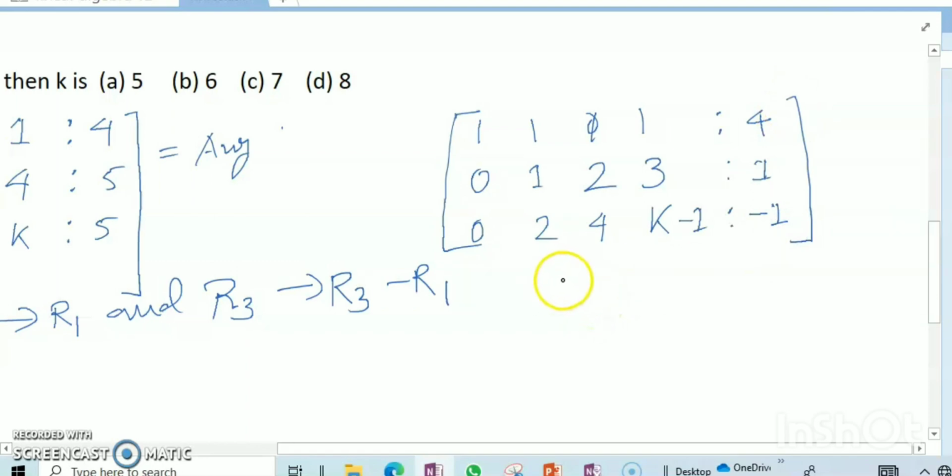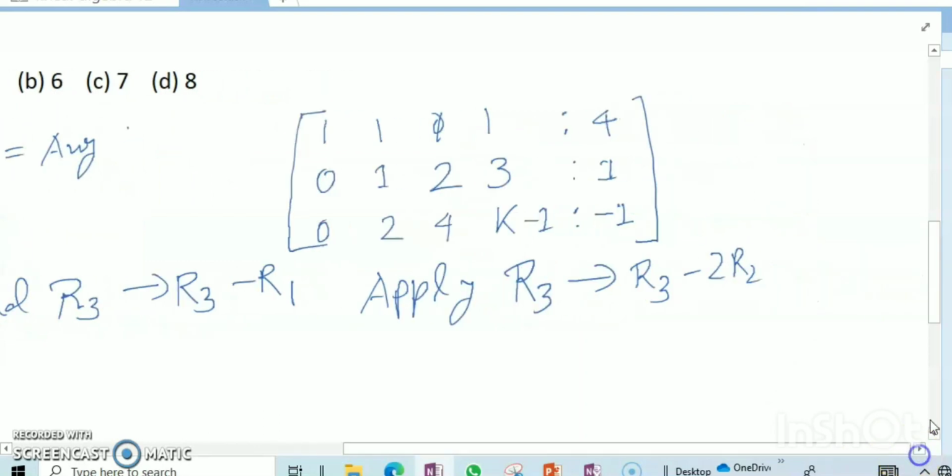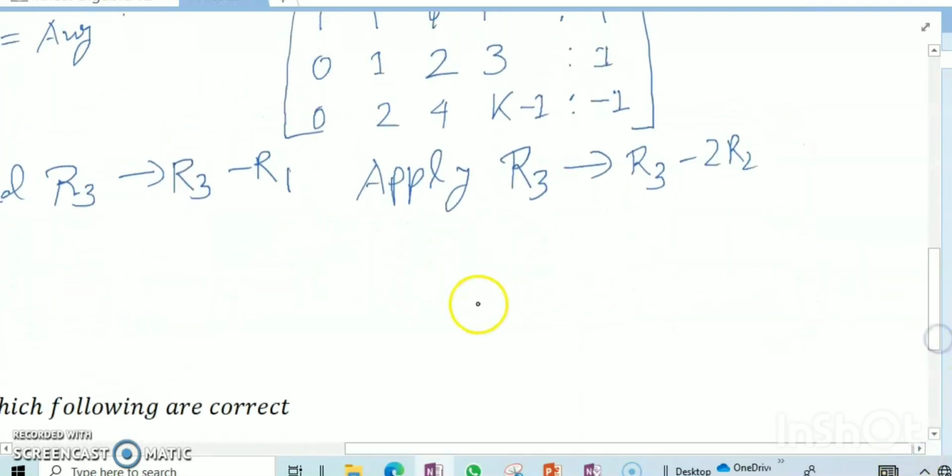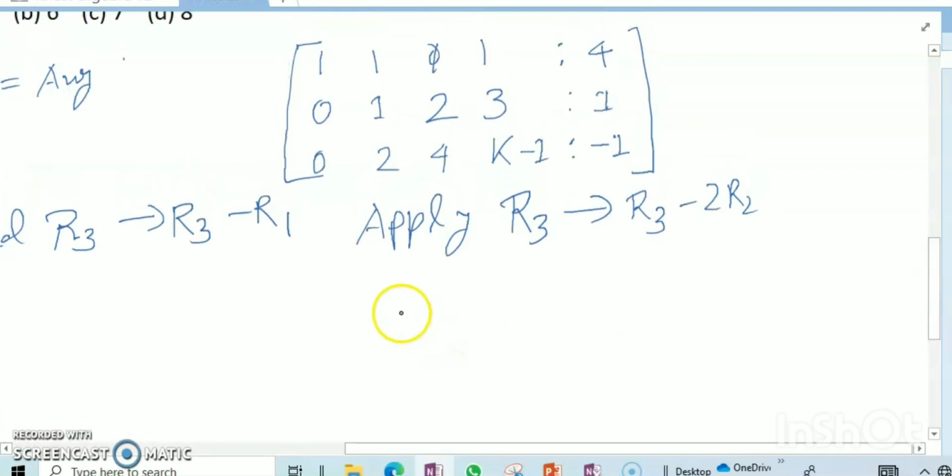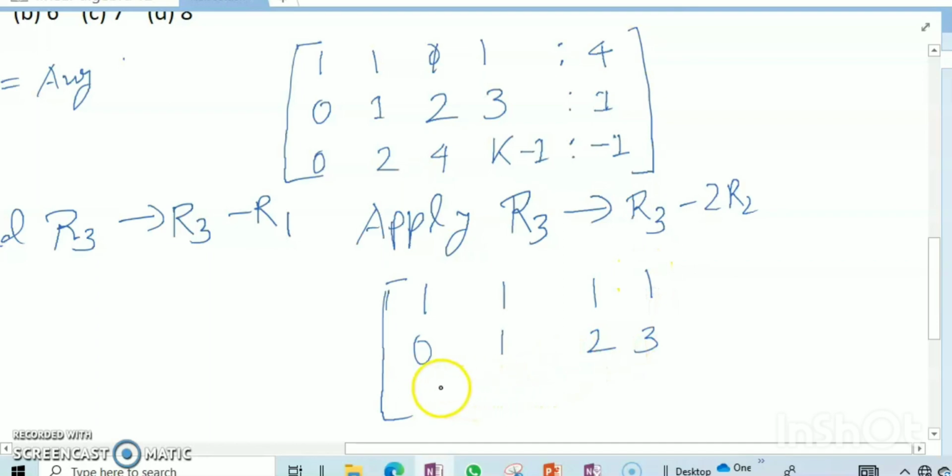So again apply R3 equal to R3 minus 2 R2. So it is 1 1 1 1, 0 1 2 3, and I got 0 0 0 k minus 7. So it is 4, it is 1, and it is minus 1.